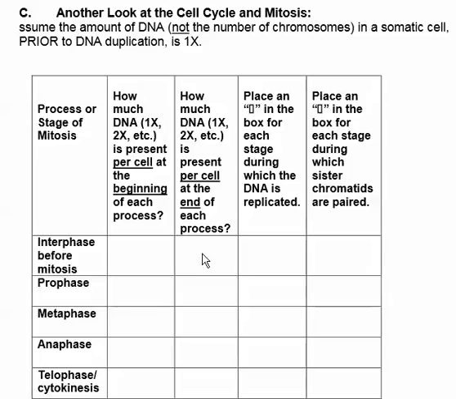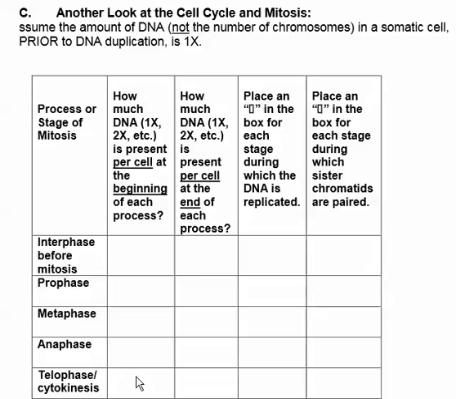So in prophase, how much DNA is present? Well, in prophase it's 2x because it was 2x at the end of interphase, so that hasn't changed going into prophase. At the end of prophase, it's still 2x. At the beginning of metaphase, it's still 2x. At the end of metaphase, it's still 2x. At the beginning of anaphase, it's still 2x. Even though the chromosomes have separated, the cell is still intact. So at the end of anaphase, it's still 2x.